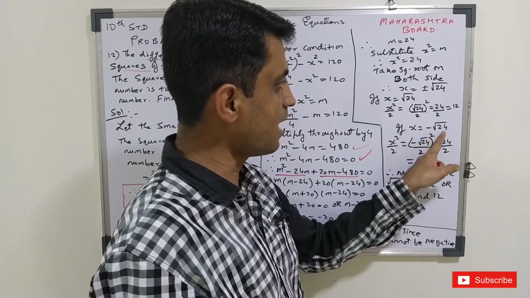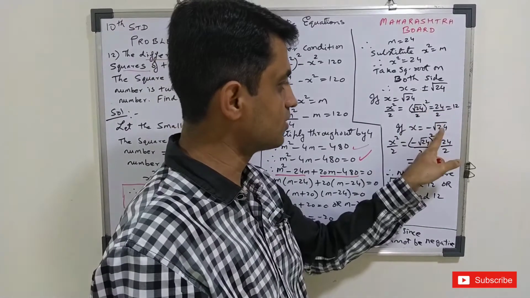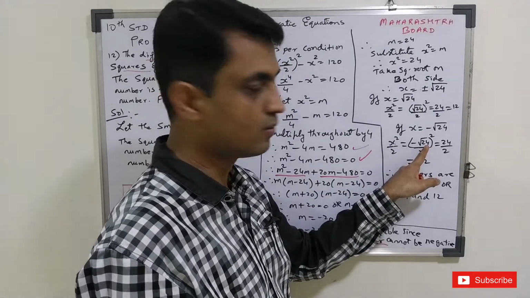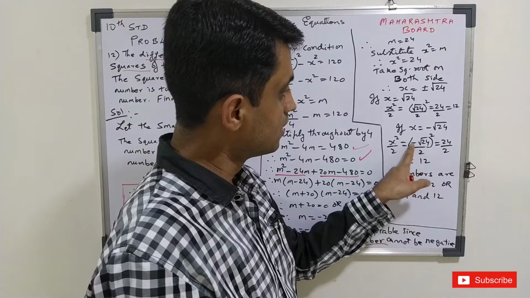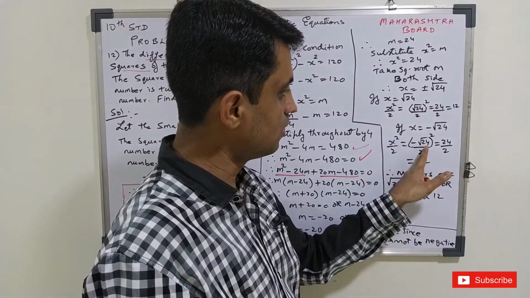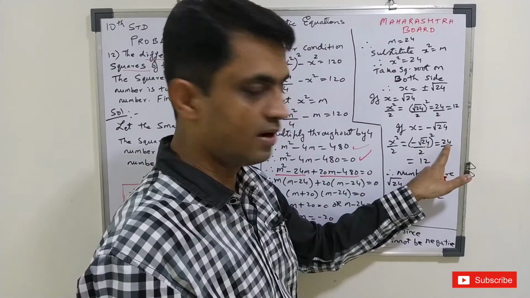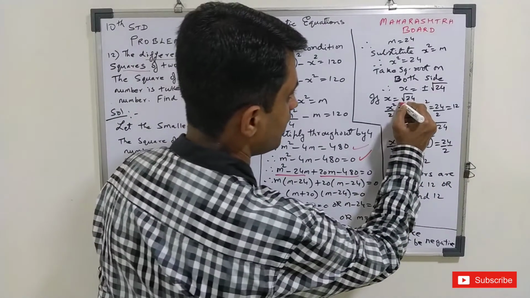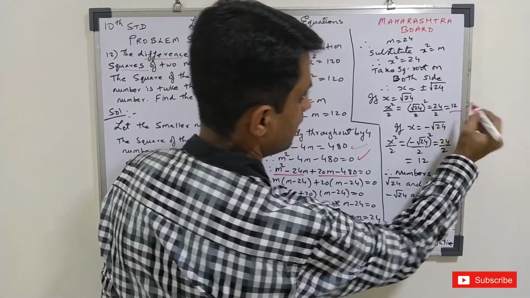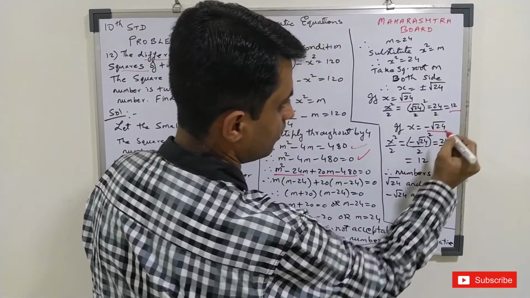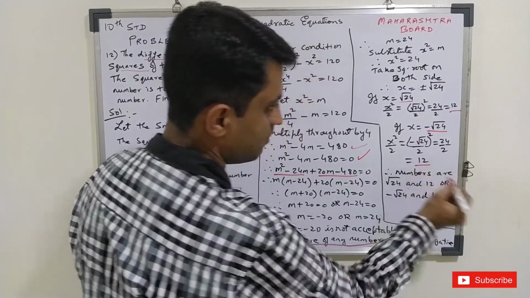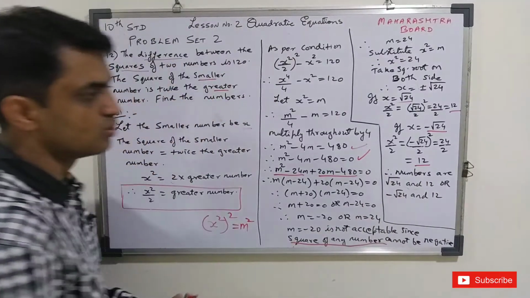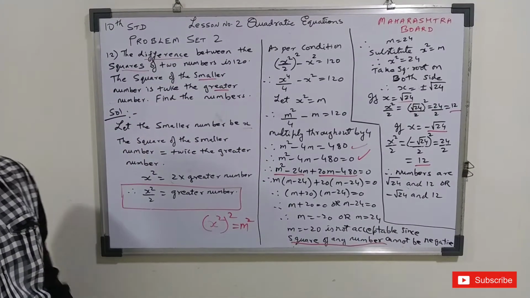Next, if x is equal to minus root 24, you have to take negative also. Same way, x square upon 2, what is our x? Minus root 24. उसका square upon 2. Minus का square plus, root 24 का square only 24 upon 2. So what is the answer? 12. It means if x is root 24, x square upon 2 is 12. If x is minus root 24, then x square upon 2 is 12. It means the numbers are root 24 and 12 or minus root 24 and 12. So two answers are there for this question.